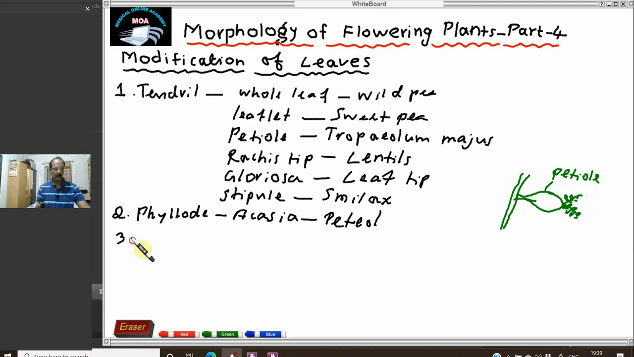Then see the third modification, the leaf bladder. In some plants, the leaf is modified into a bladder-like structure, and that bladder-like structure helps to float the plant in the water. The example is Utricularia. Let us see the Utricularia. See, the Utricularia structure is like this.